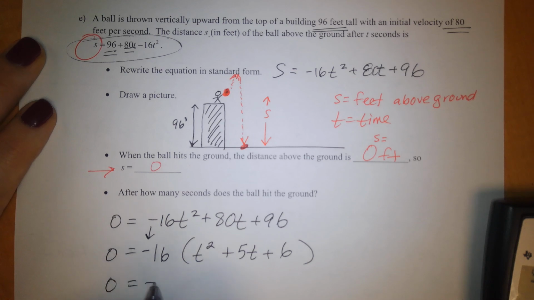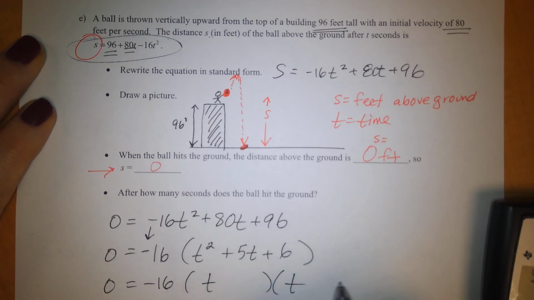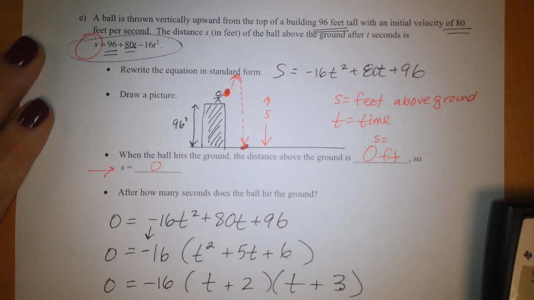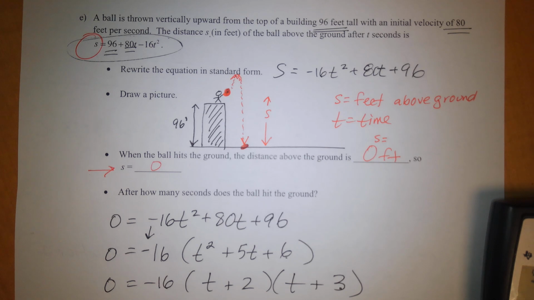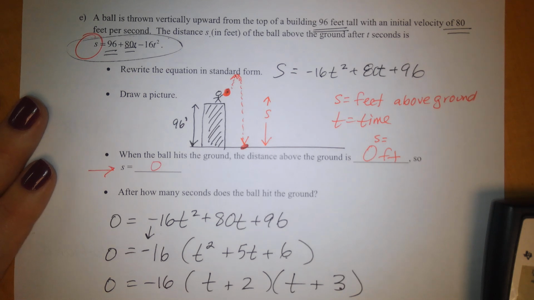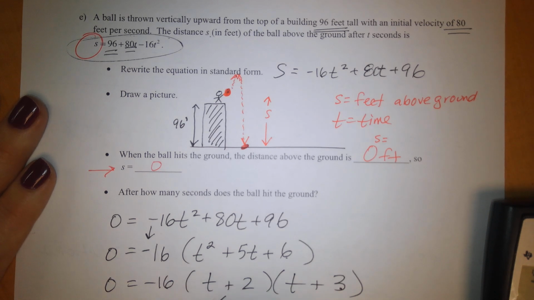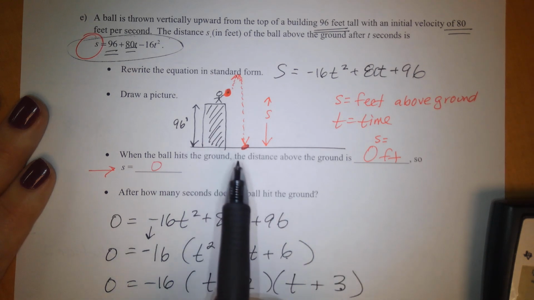So let's keep factoring. I need two numbers that multiply to make 6, but those two numbers have to add up to 5. So the answers are 2 and 3. So that means, since the answers are 2 and 3, that means either t plus 2 is 0, or t plus 3 is 0.